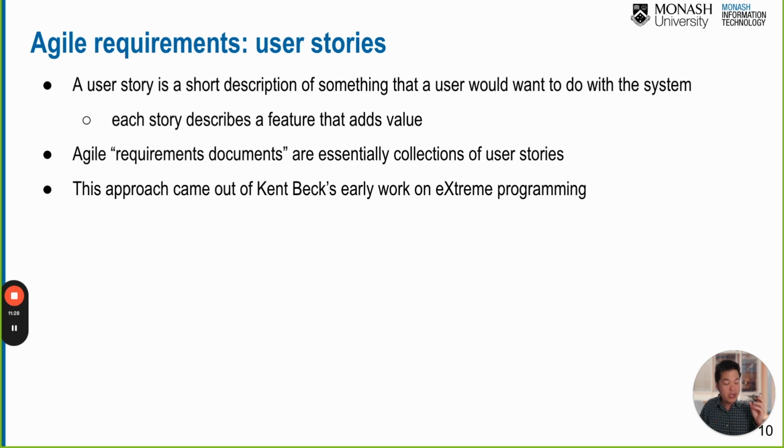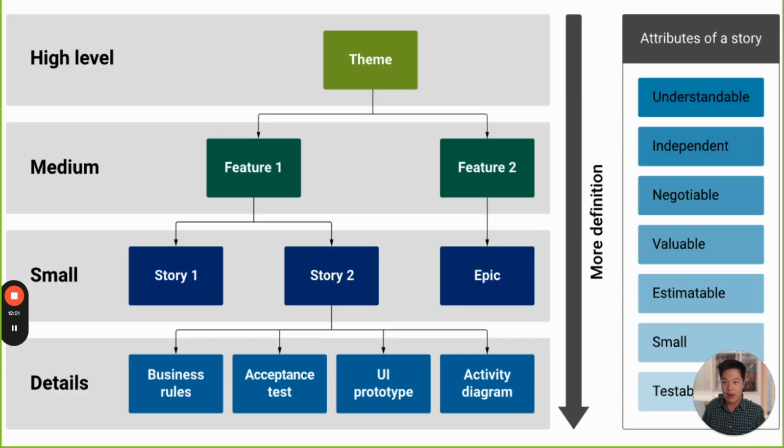Because the agile approach focuses on short and concise requirements, they focus on the value. That's why they come up with a new term. The format is called user story. A user story is a short description of something that a user would want to do with the system. And each user story should describe a feature that actually adds value. For example, this is from Kent Beck, from extreme programming.